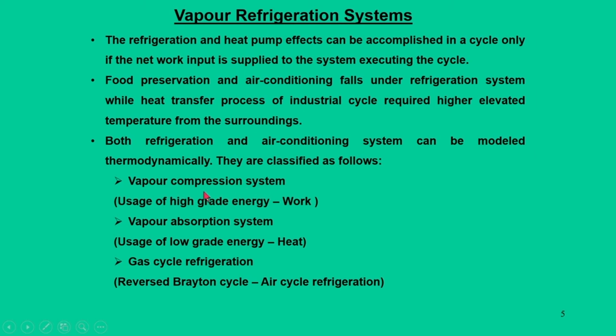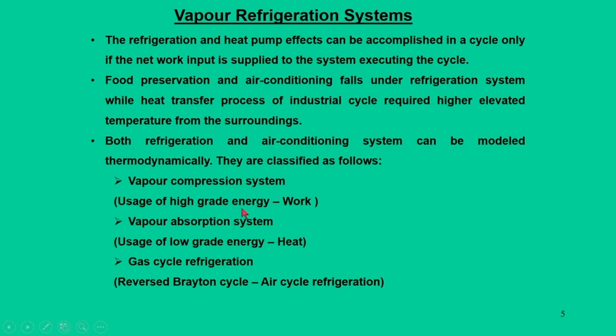So, in vapor compression systems, the main thermodynamic essential requirement is that in order to get the desired effect or coldness, we require high grade energy as work input. In this case it is electrical work. So, that is the first essential requirement for vapor compression systems. And of course, since your high grade energy is work, the efficiency of these systems is higher.